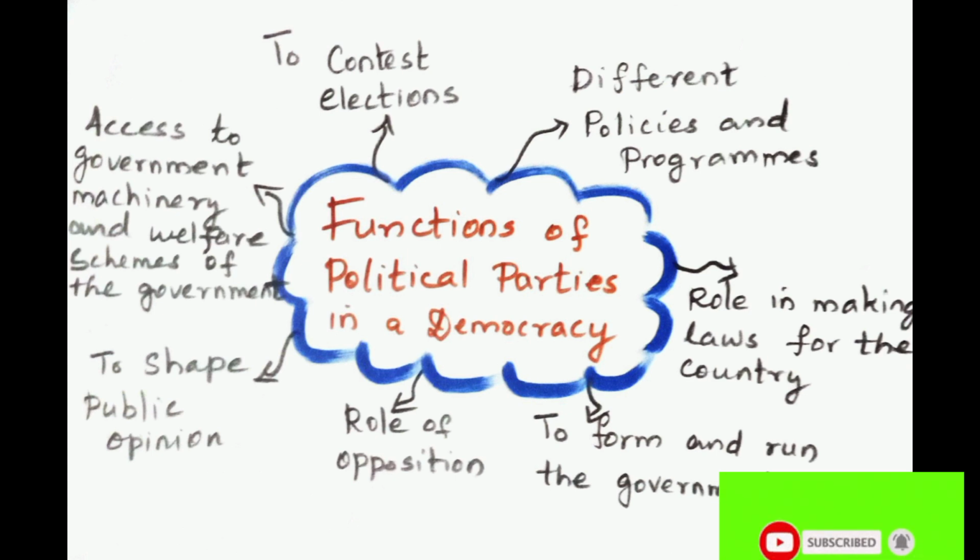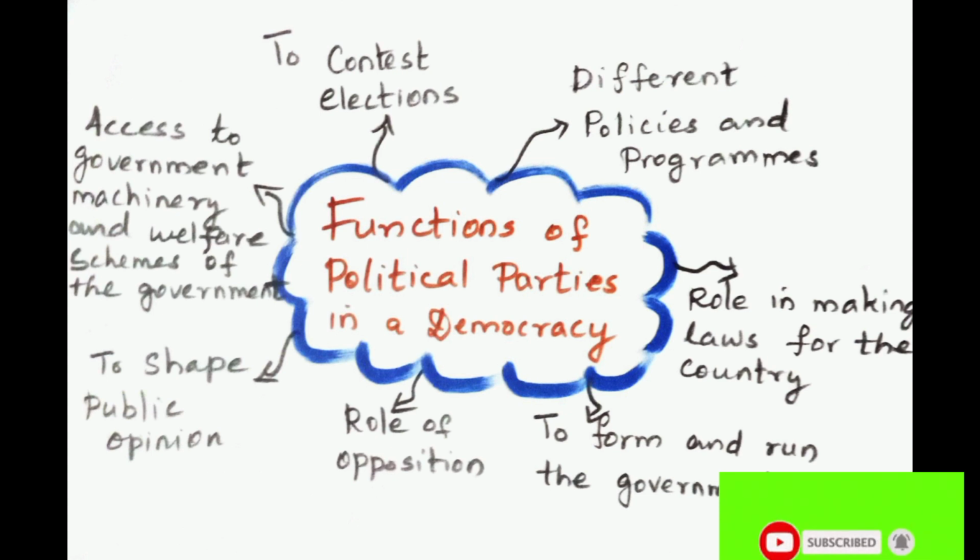The party which gets an absolute majority in the legislature forms the government and runs the administration of the country. If no party gets an absolute majority, then several parties join each other to form an alliance and form a government. The next function is the role of opposition. Political parties which lose in the election form the opposition. They criticize the government for its wrong policies and keep it under check. They also mobilize the people against the government for wrong policies.